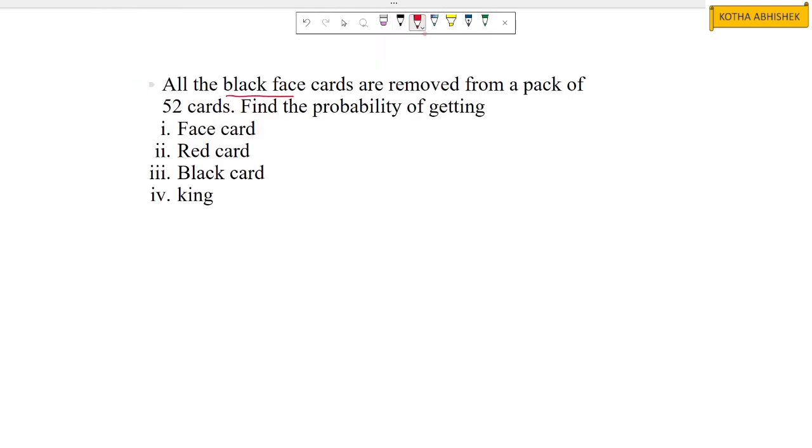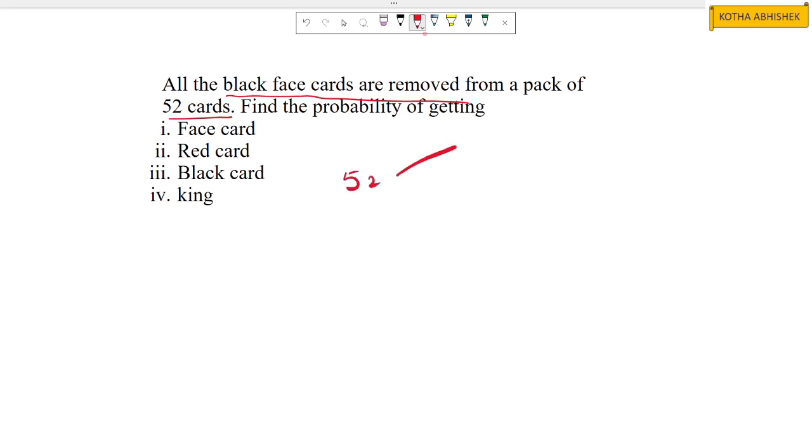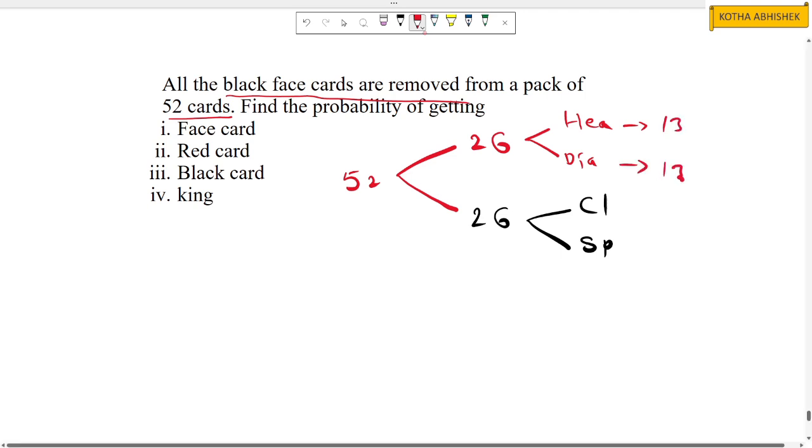All the black face cards are removed from a pack of 52 cards. First of all, total cards are 52, right? These 52 cards are divided into two sets: 26 red color and 26 black color. In the 26 black we have clubs and spades, whereas in the 26 red we have hearts and diamonds. So 13 hearts, 13 diamonds, 13 clubs and 13 spades.